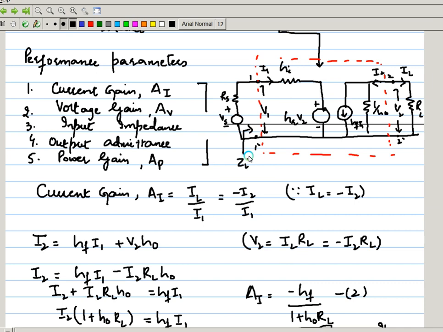Next parameter which we'll take up is the input impedance. Input impedance is the impedance seen looking into the circuit from the input terminals. So the input terminals here are 1 and 1 dash, and therefore the input impedance, Zi, will be obtained if we look into the circuit from the terminals 1 and 1 dash.